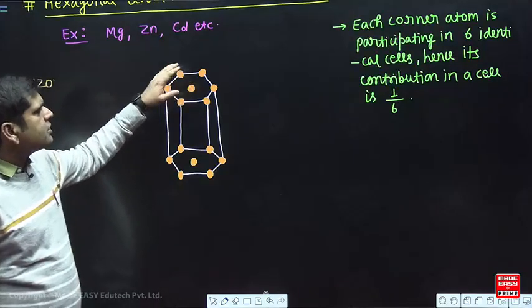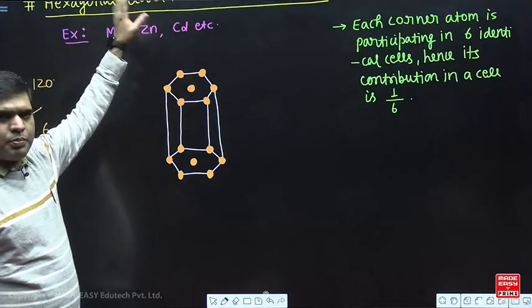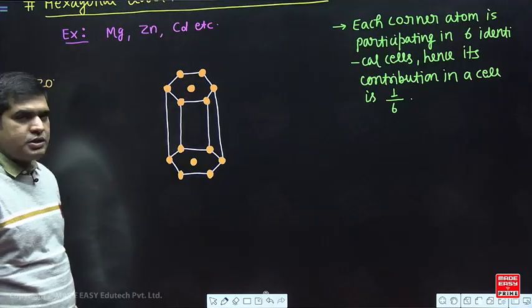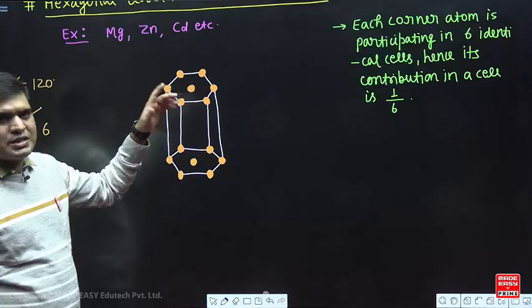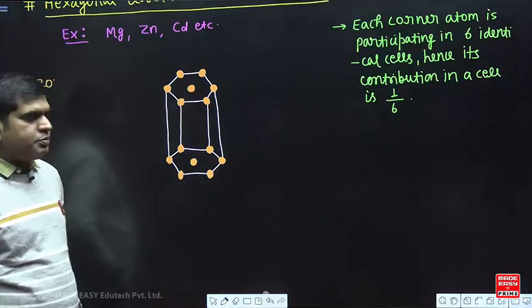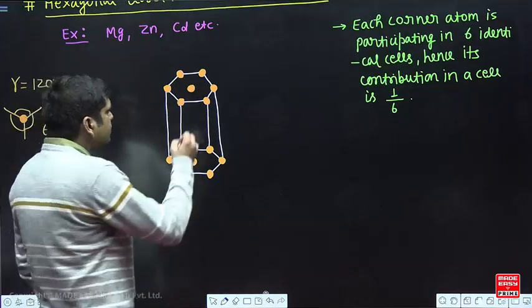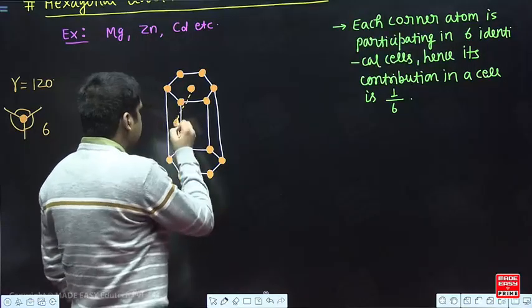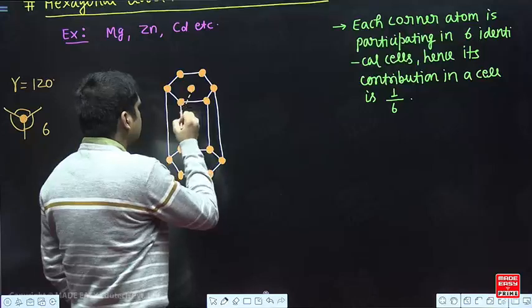This is the top face, then it would be the bottom face of the upper cell. There will be one more cell above this, and it would be the bottom face of that cell. So it is effectively in 2 cells and hence its contribution in a particular cell is 1 by 2. There are 3 atoms inside the cell. They are located not here, they are inside. So you can represent like this.